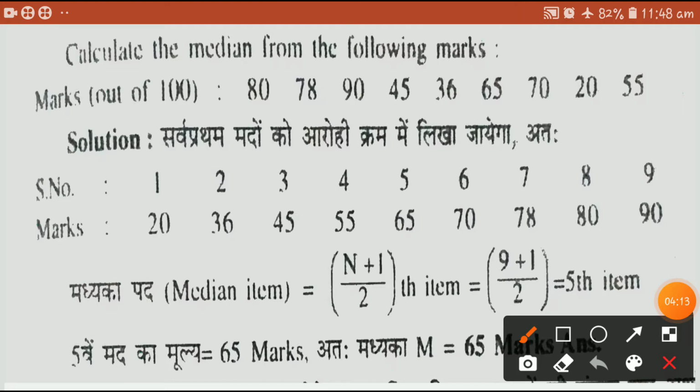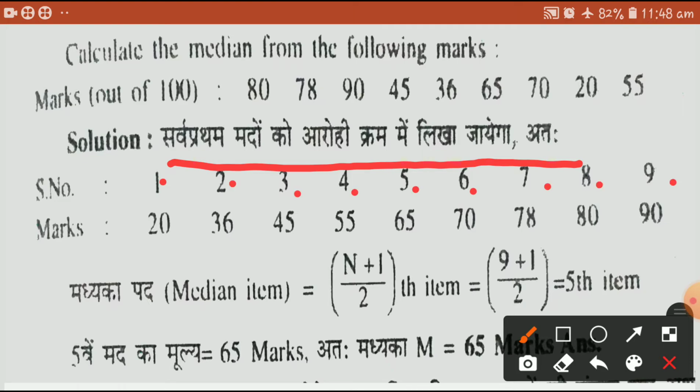First of all, the first step in median is to arrange the question in ascending or descending order. Dekhiye, sarvapratham madon ko arohi kram mein likha jayega. Okay, this is serial number 1 2 3 4 5 6 7 8 9, that means you have 9 values in your question.